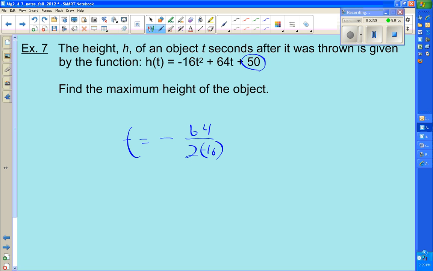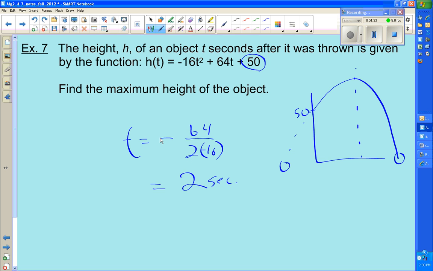But if you're throwing it, or in this case, if you stood on top of a 5-story building and threw it, it's not going to be halfway. Think about this: here's your 50, it goes up and comes down. This is halfway between this and this non-existent point right here. Okay? So the opposite of b over 2a gives you how long? 2. But that's not what they want to know.